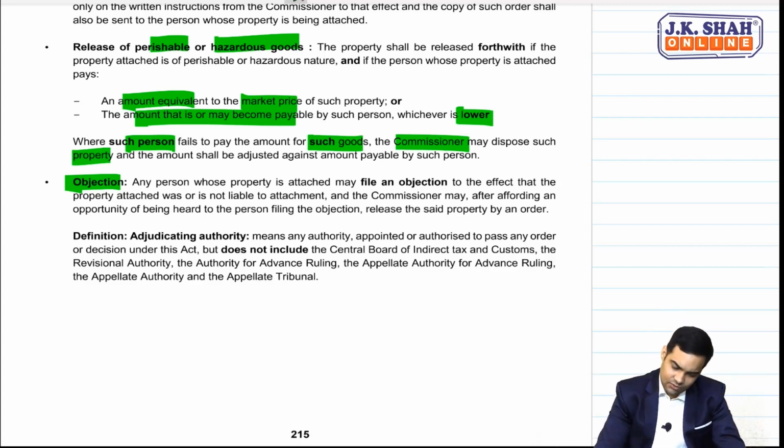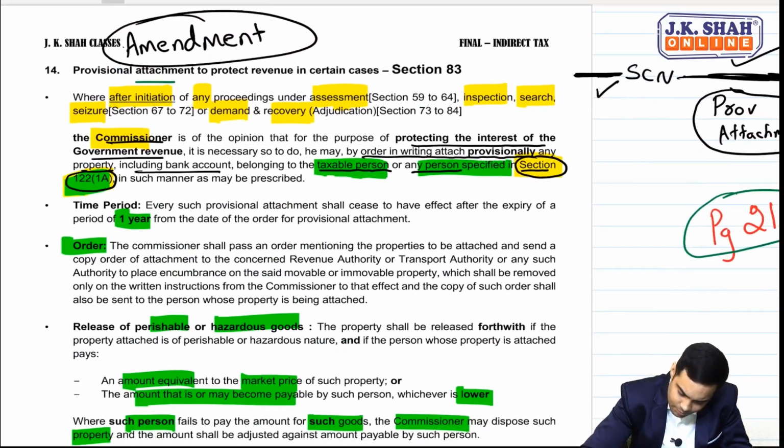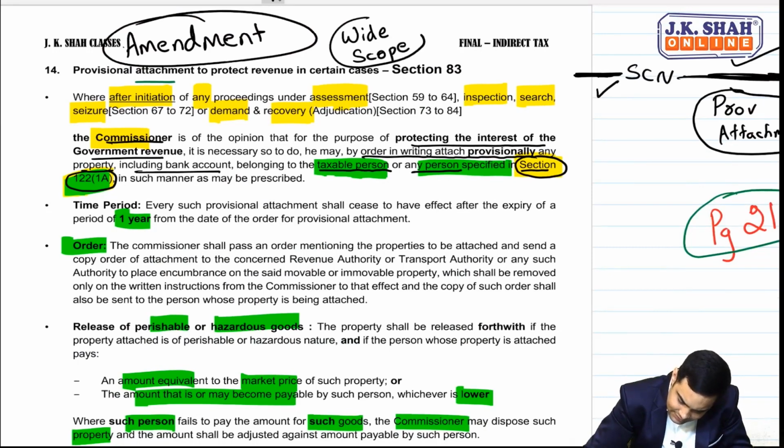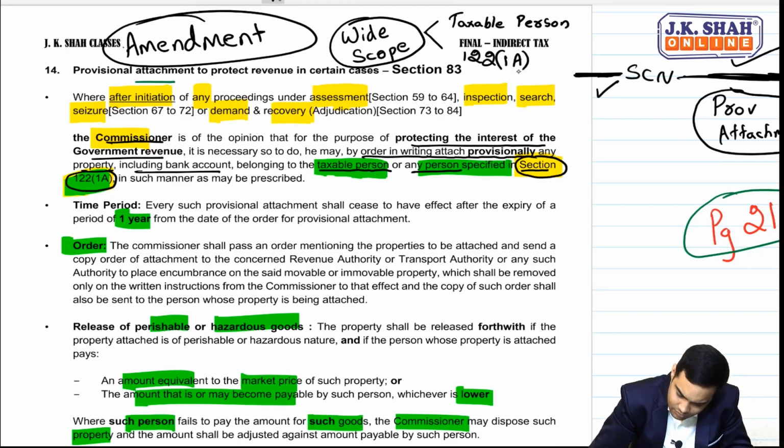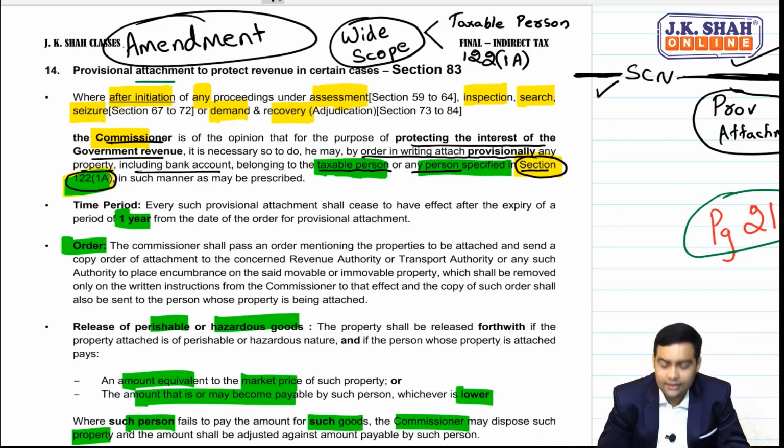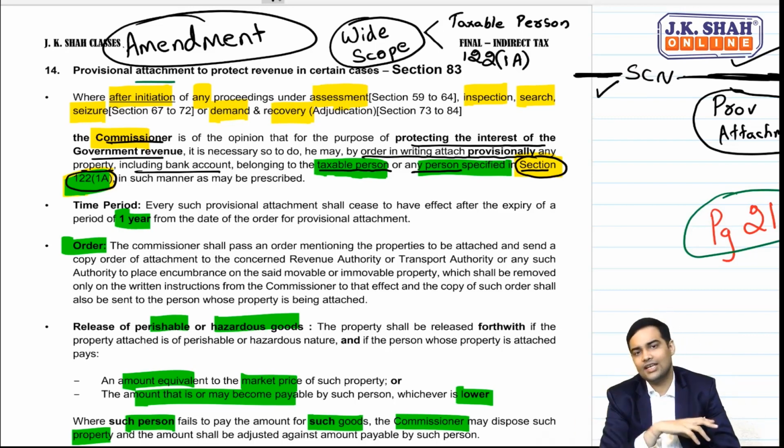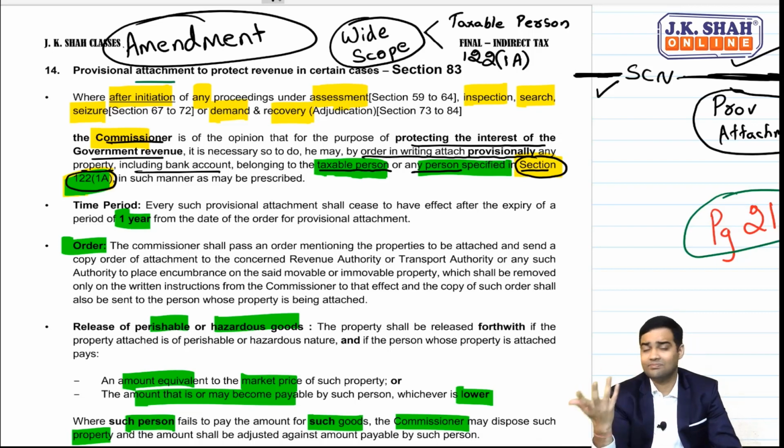So basic change, one, the scope, widened scope, and second is, at present, this can be applied on the taxable person as well as person covered under 122(1)(a). Earlier, it could be initiated only in a few specific cases during the pendency of the adjudication proceedings. Now, during assessment, it can be done. Inspection, search, seizure, demand, recovery at any given point of time. Very wide ambit of provisional attachment of property.